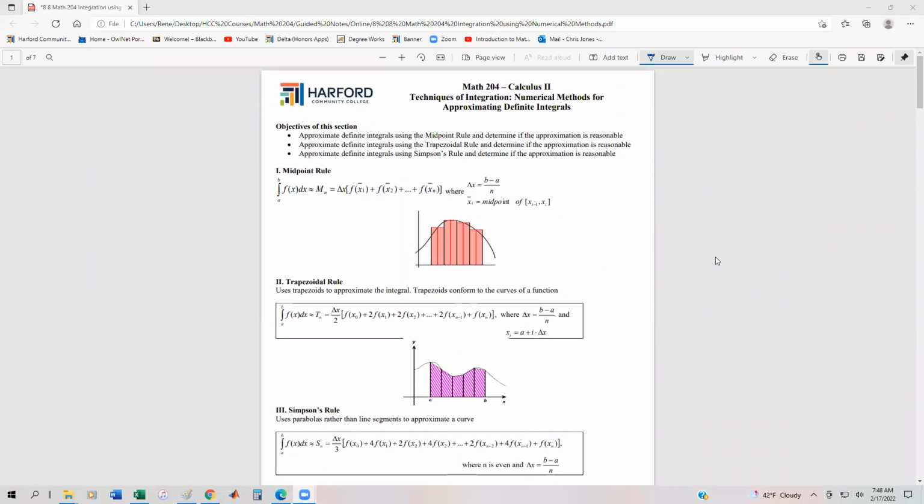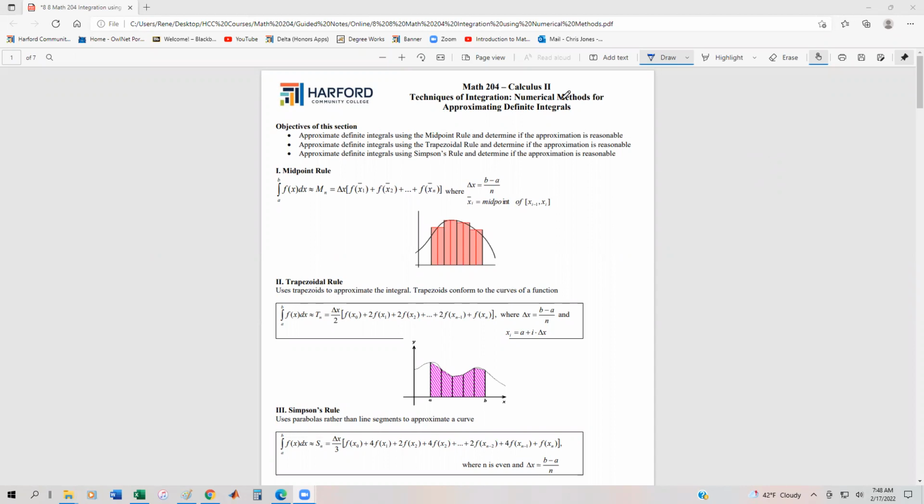In this section, we're going to start taking a look at approximating definite integrals using three various numerical methods. There are a number of other numerical methods, but these are the standard ones that people use to approximate definite integrals. So I'm going to go through these one by one.